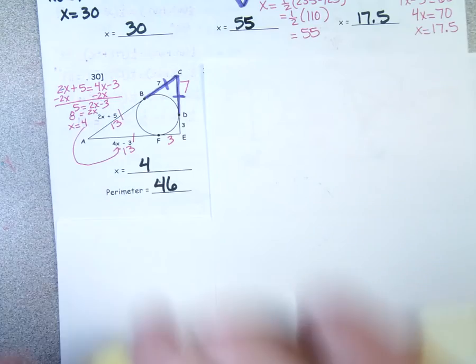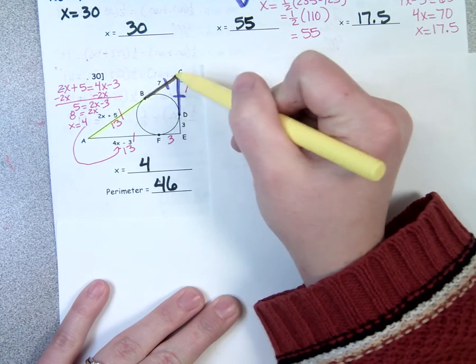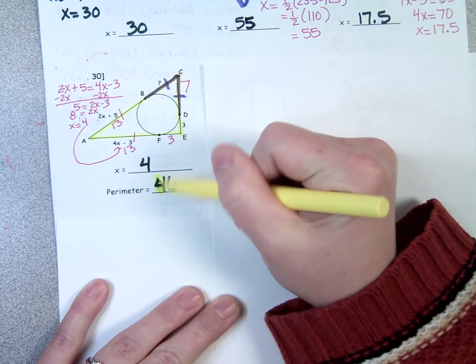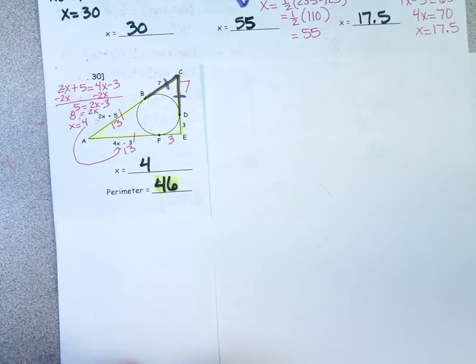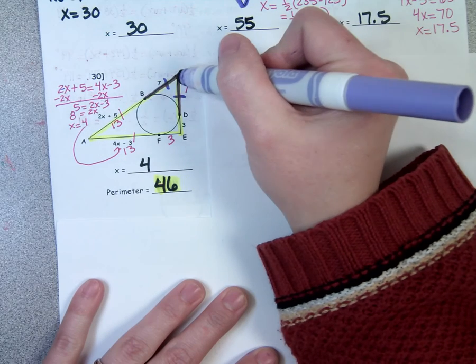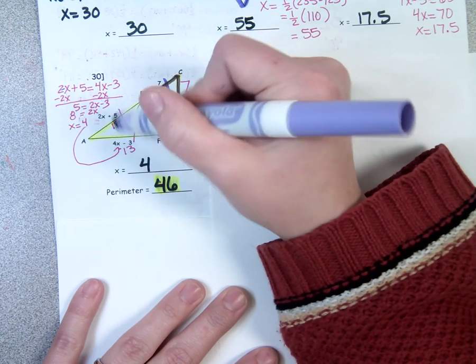and then to find perimeter, you just add up all your sides. So I added the 20 to the 10 to the 16, and that gives me my perimeter of 46. Okay, so this is about two tangents meeting at an outside segment, so those two pieces are equal. Those two pieces are equal. Those two pieces are equal.